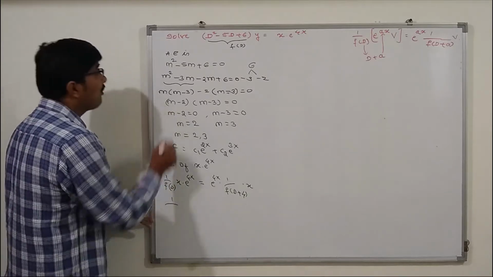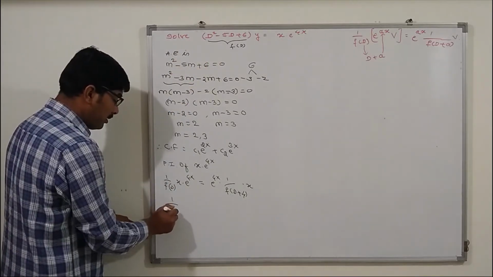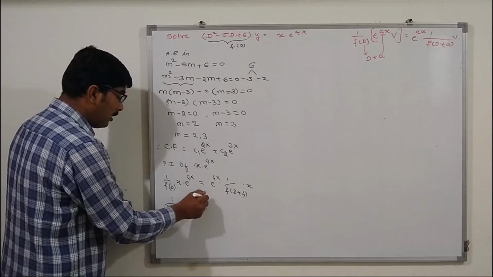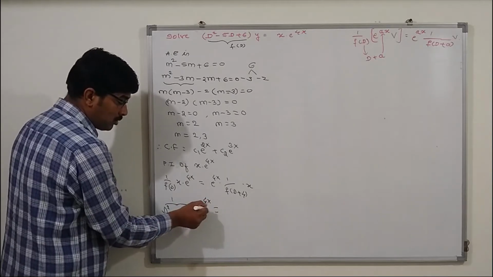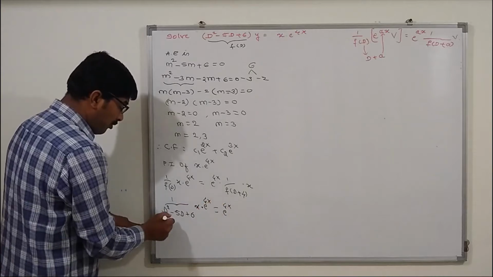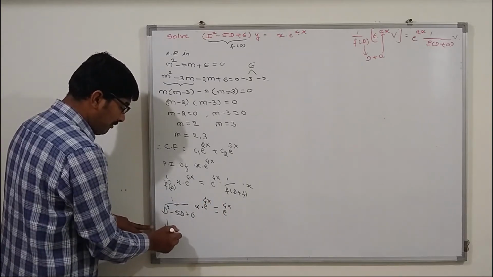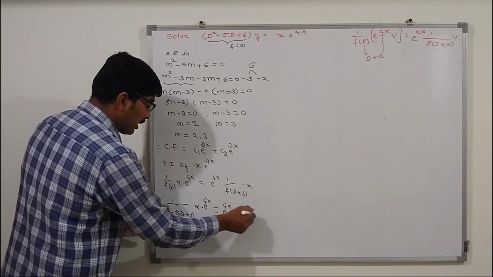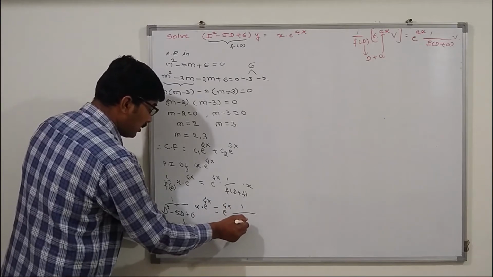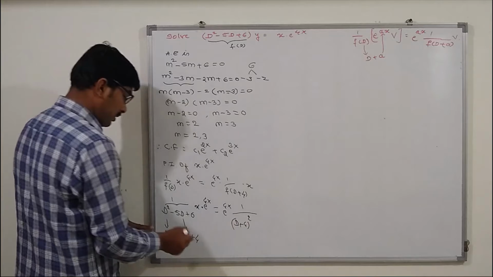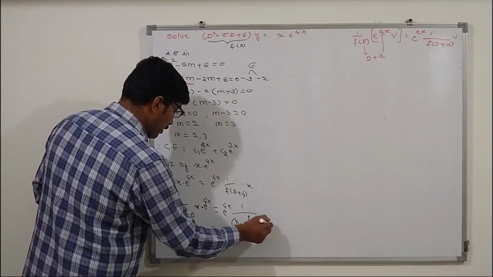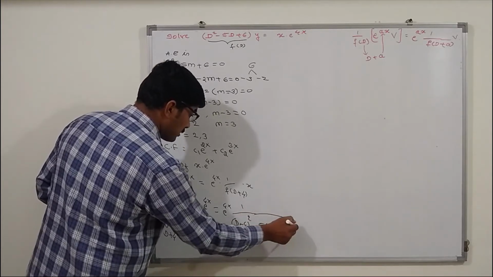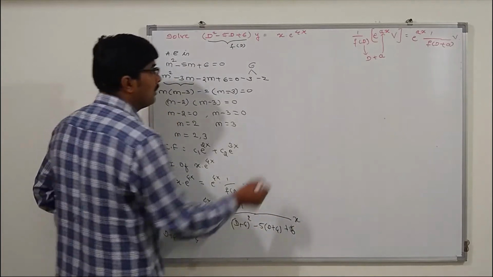So what is 1 divided by f of D? The f of D value is D square minus 5D plus 6 of x into e raised to 4x. I will take this e raised to 4x outside. To take e raised to 4x outside, this D is replaced by D plus a, where a value is 4, that means D plus 4. So we can write it as 1 divided by (D plus 4) whole square, then minus 5 into (D plus 4), and plus 6, of x.